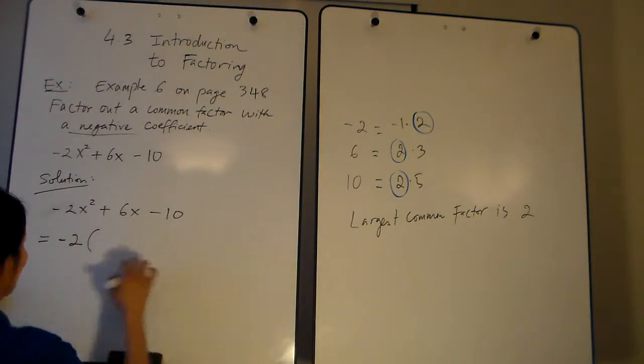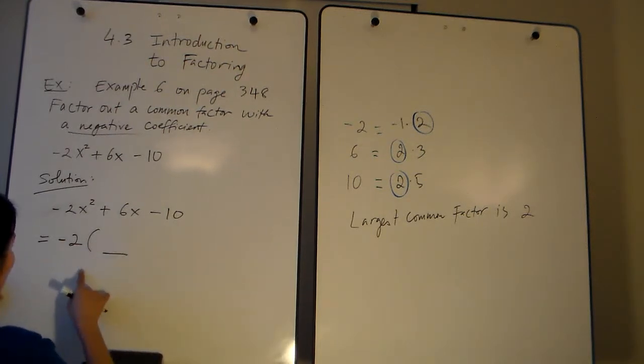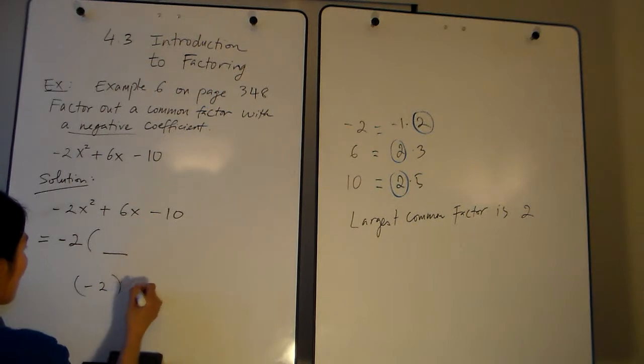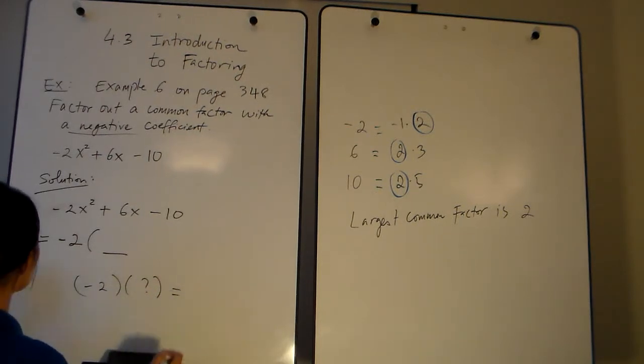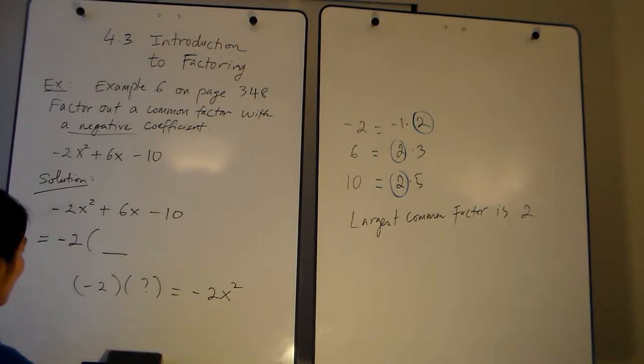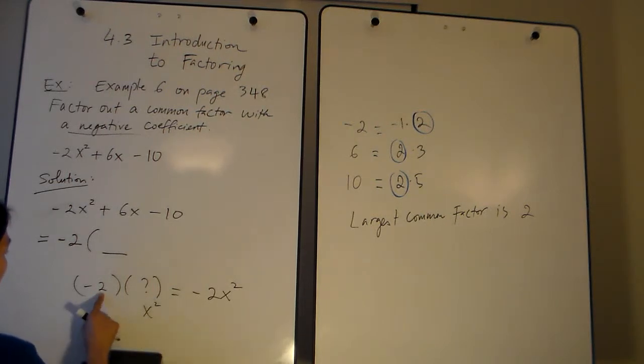Now, your job is to think about negative 2 times what? Negative 2 times what equals negative 2x squared, okay? The first term. So negative 2 times what equals negative 2x squared? It's got to be x squared, right? So negative 2 times x squared is negative 2x squared. So x squared goes here, okay?